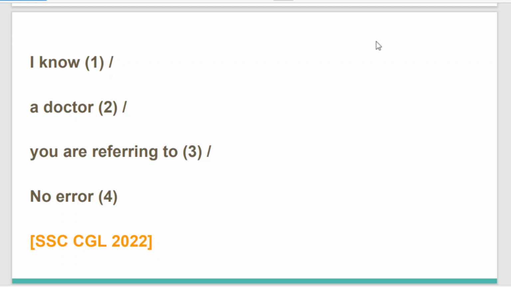I know a doctor you are referring to, and this is a previous year question of SSC CGL 2022. So this question we have faced in 2022. I know a doctor you're referring to. In the sentence, we can clearly see that we are actually talking about a specific person whom someone is referring to. That is, we are talking about a person whom you are referring to. That means it is not any person. It is not a number of persons. It is not 100 people. It's not 40 people. It's one person, a specified one person.